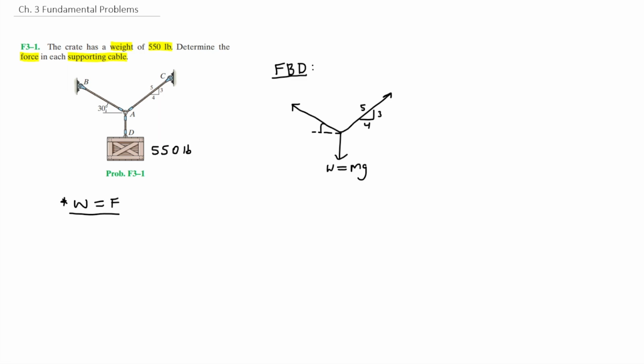Now I just need to add the 30 degrees to the free body diagram. I'll label this force FAB and this other one FAC. We should always have our coordinate system, and this is simply a 2D x and y plane. From the free body diagram, we can clearly see the unknown forces that we need to solve for.